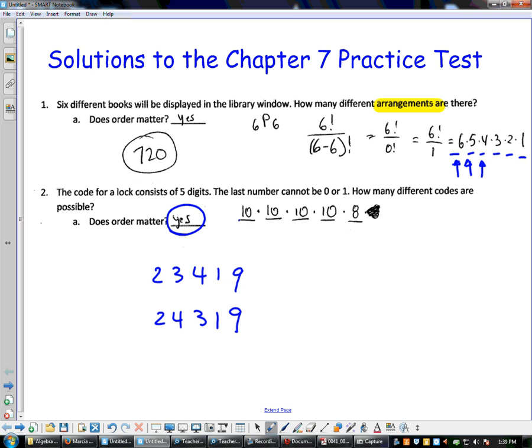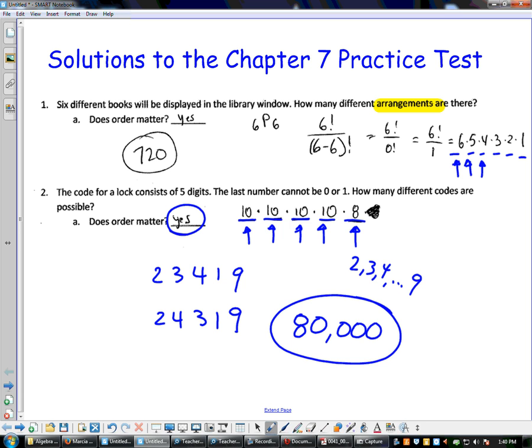So that's why I wrote yes, but I don't think I would even bother solving it with permutation. I would just make the 5 blanks for the 5 different digits, and there's 10 digits possible. From 0 to 9, that's 10 possible digits for the first spot, 10 possible for the next spot, and so on until we get to the last spot. Here we're not allowed to use 0 or 1, so that just means we have 2 through 9, and that's 8 different numbers there. And when we multiply those all together, we do get, I believe, 80,000 possibilities.